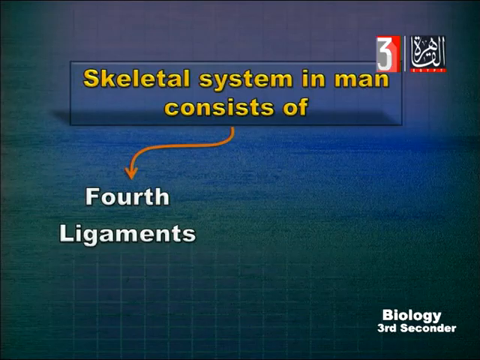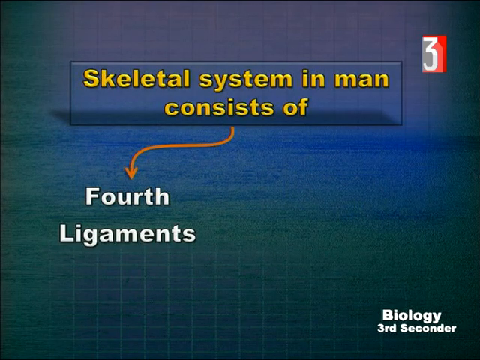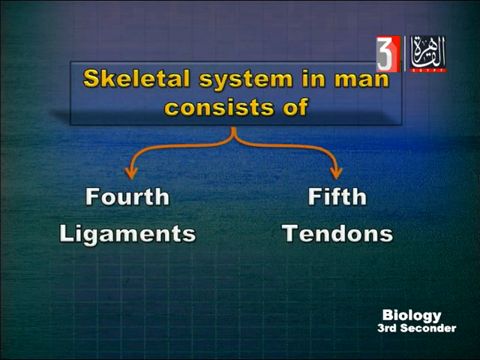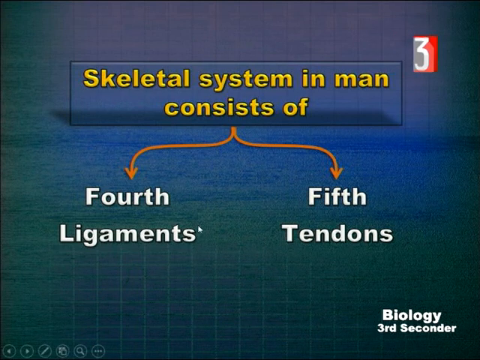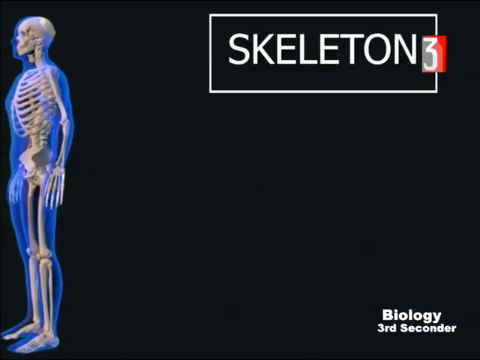Okay. Fourth, ligaments. Ligaments is a structure in the skeletal system that connects between two bones. Again, ligaments is a structure formed from connective tissue, as I said, that connects between two bones. Tendons is also a structure made of connective tissue that connects between muscle and bone, so we can move. Ligaments and tendons help us to move. This is the skeletal system.